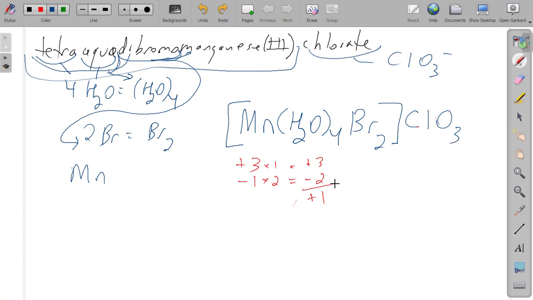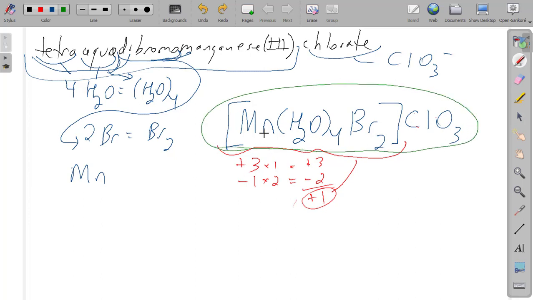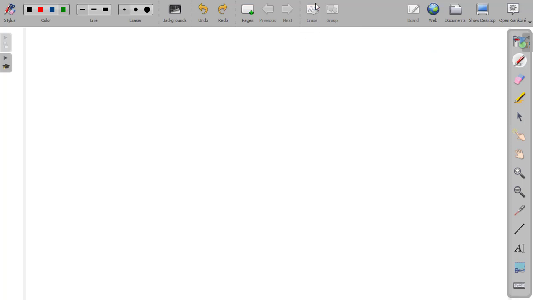And since the charge in here, this whole thing, there we go. This whole thing here as a +1, so outside needs to be a balance of -1, so there is only one of those. So the correct formula then for this first one is this. Okay, let's do another one. Clear this all out.